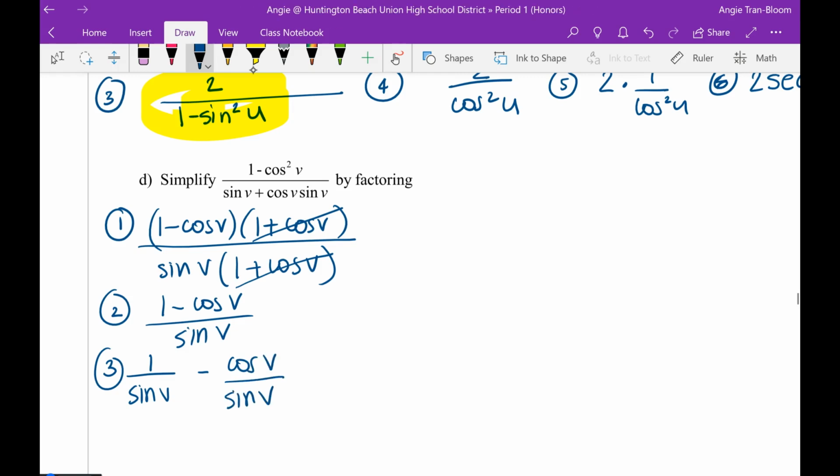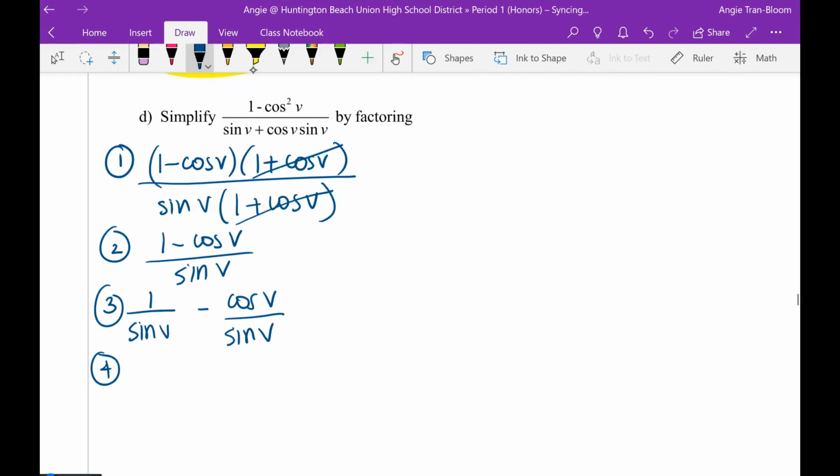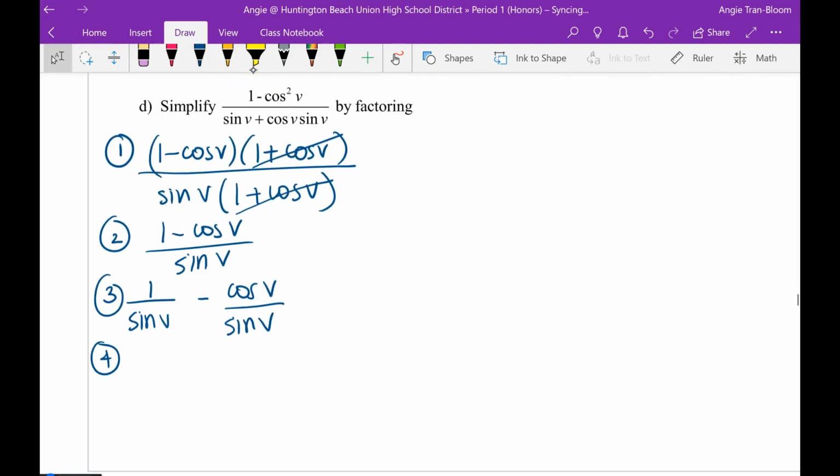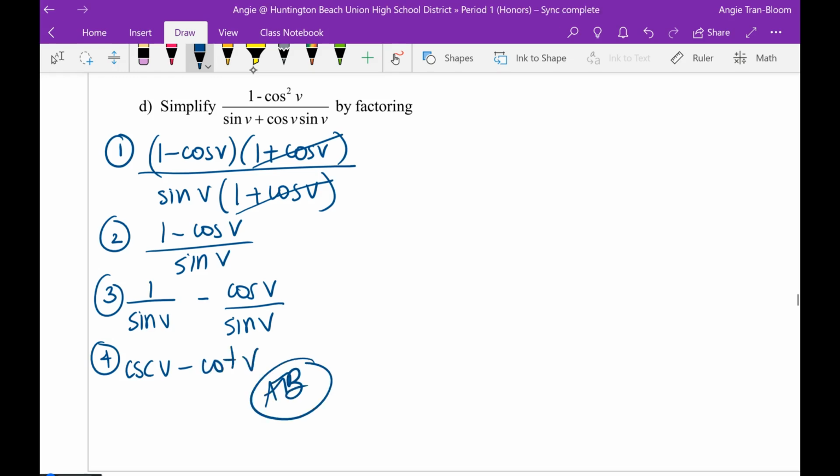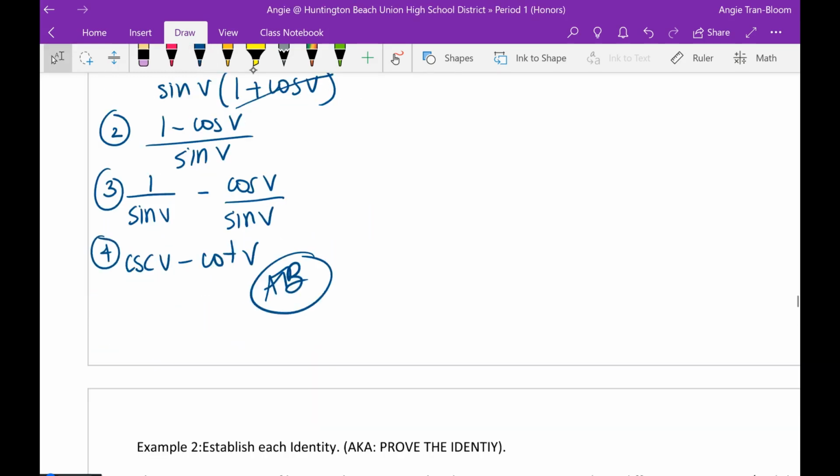So step 4, what's next? What's 1 over sine of v? Cosecant of v minus cotangent of v. And that's as far as you're going to go, because I don't think I can break it down or combine anything else. Okay, more steps are better than less steps. All right, let's try the real stuff.